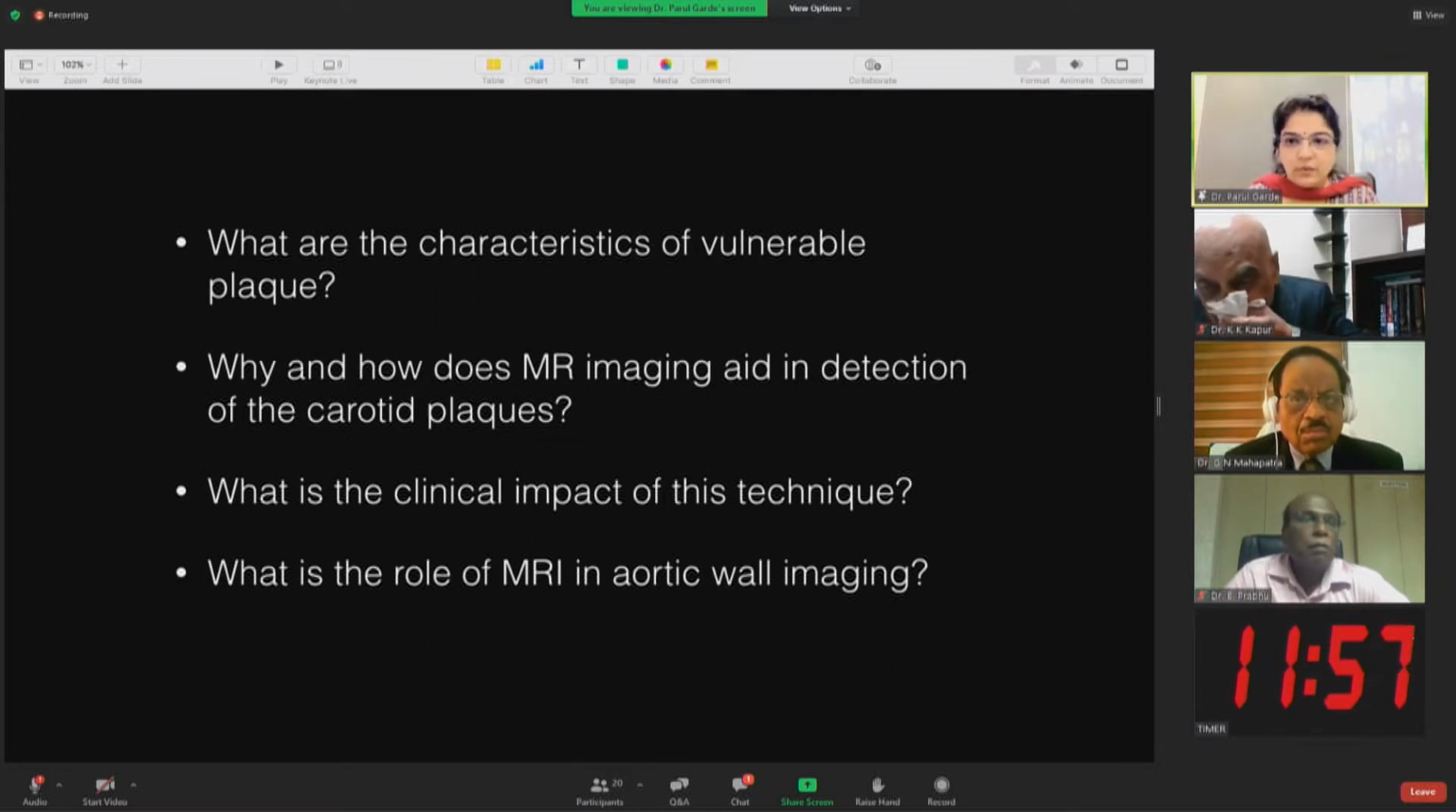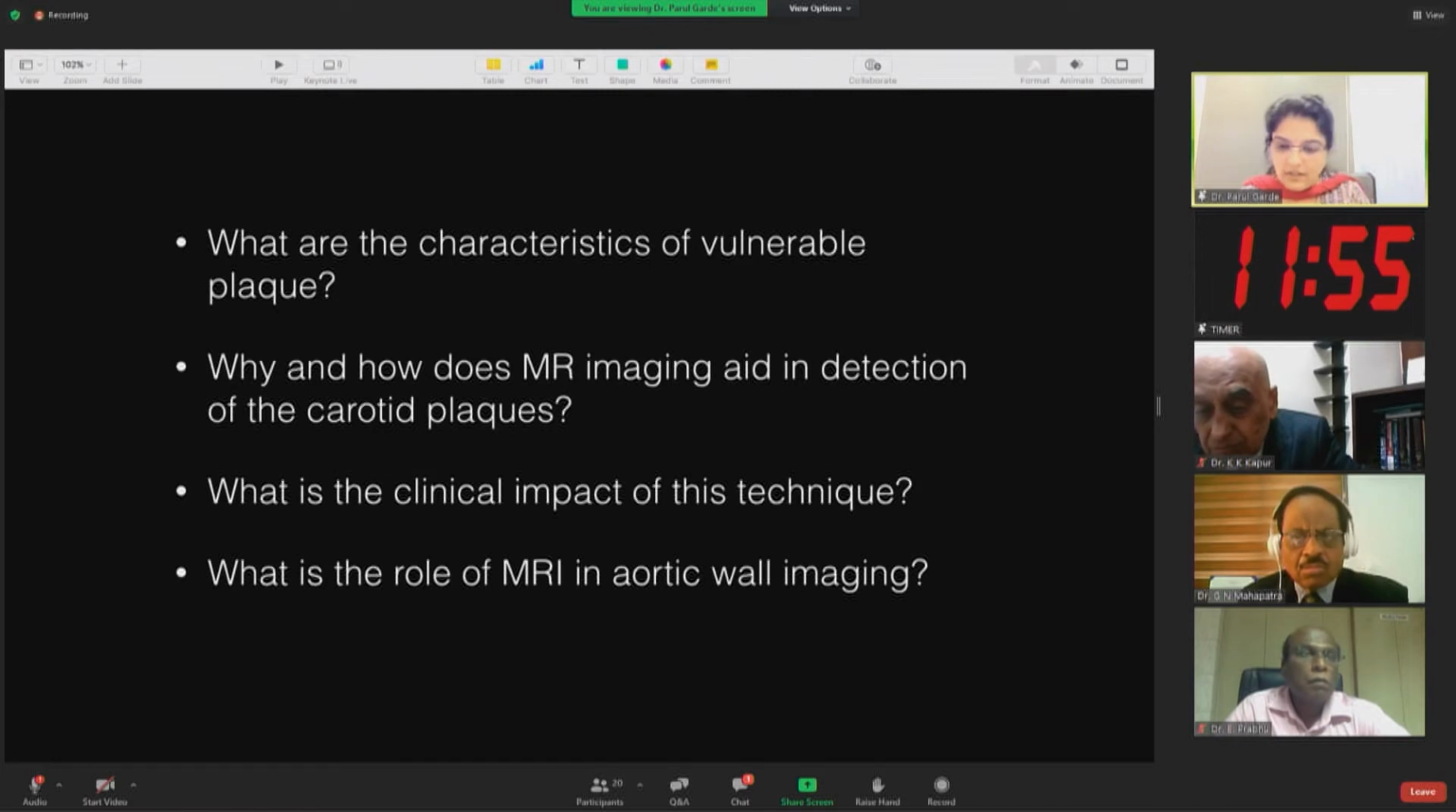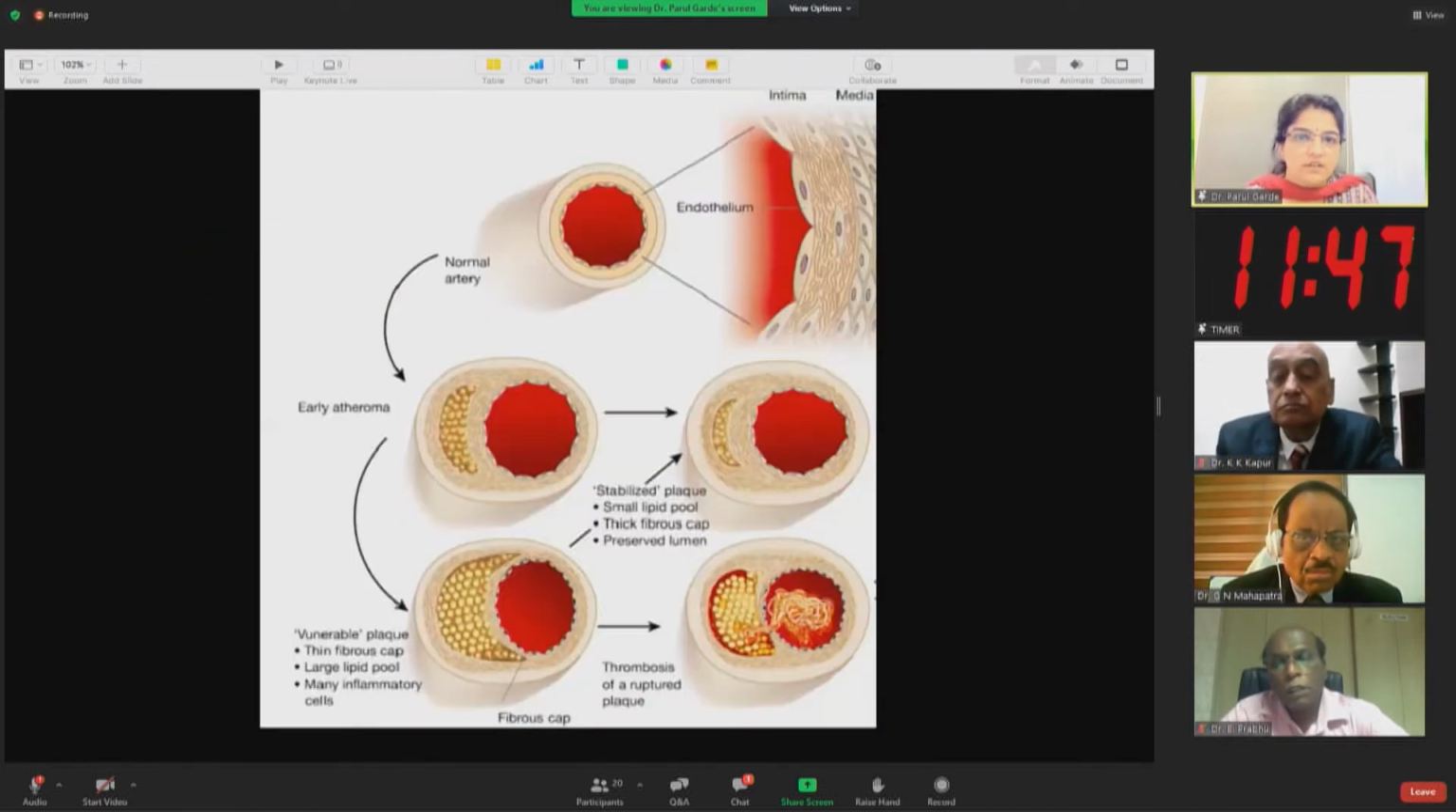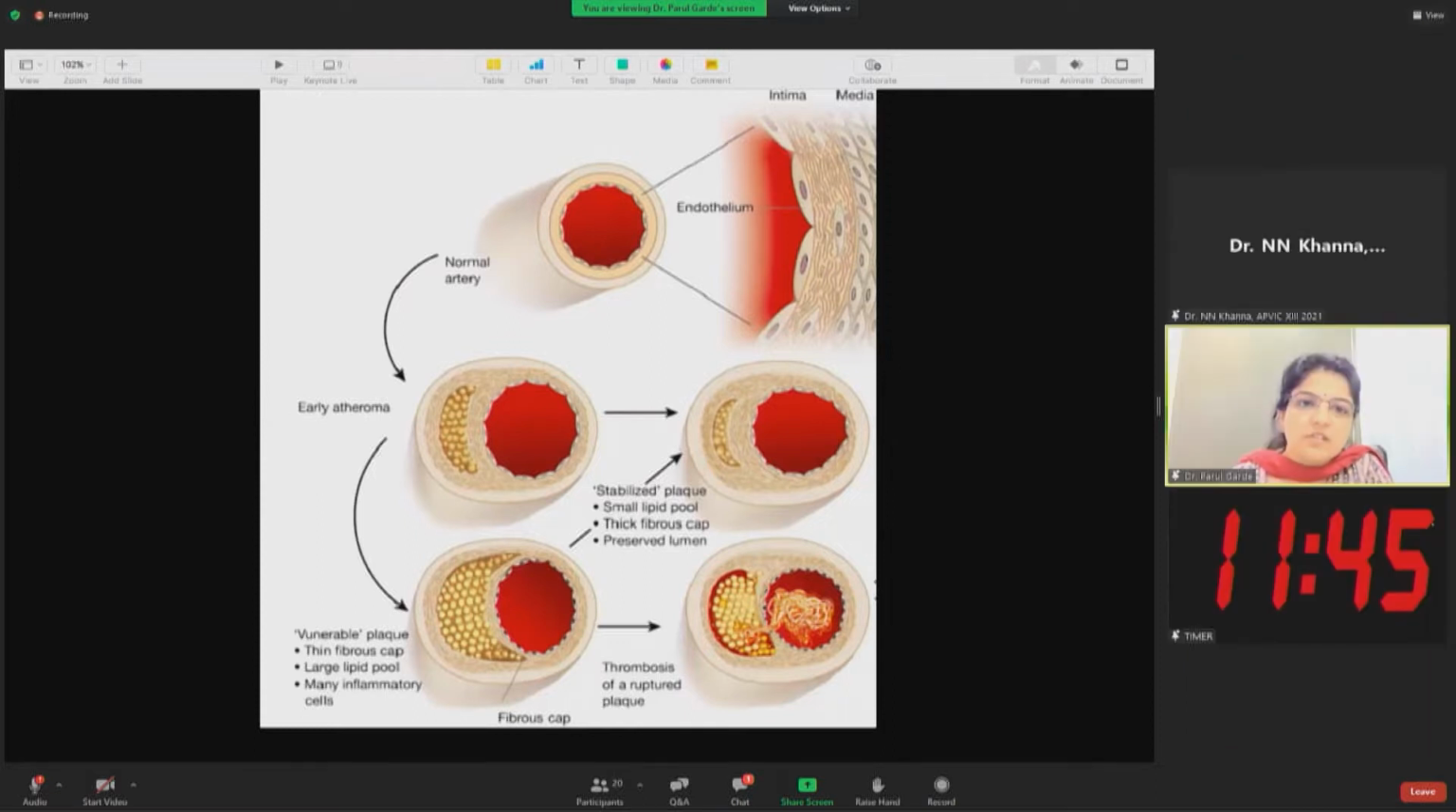So these are the questions that we are going to address today in the next 10 to 12 minutes. What are the characteristics of vulnerable plaque? We all are aware of the process of atherosclerosis, which begins with deposition of lipid as an early atheroma in the intimal layer of the vessel, which, if uncontrolled, incites an inflammatory reaction and leads to formation of what is known as the vulnerable plaque, which has a large lipid pool, a thin fibrous cap, and a lot of inflammatory cells around it. This is typically what we label as the vulnerable plaque.